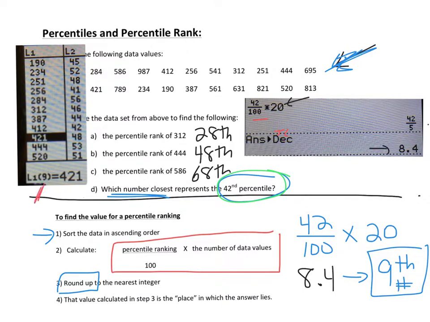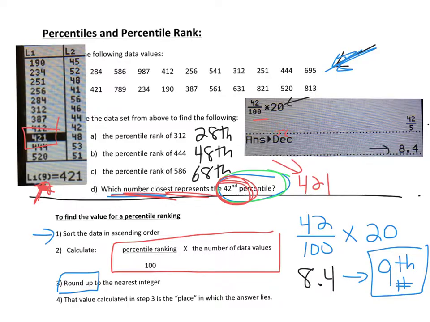So here in the 9th spot, so I use the number that's in parentheses of your list. Here the 9th spot is the number 421. So what does that mean? Which number closest represents the 42nd percentile? The number 421. That means approximately 42% of the numbers in the list are less than or equal to the number 421. So that's how you find the percentile value if you're given the percentile.